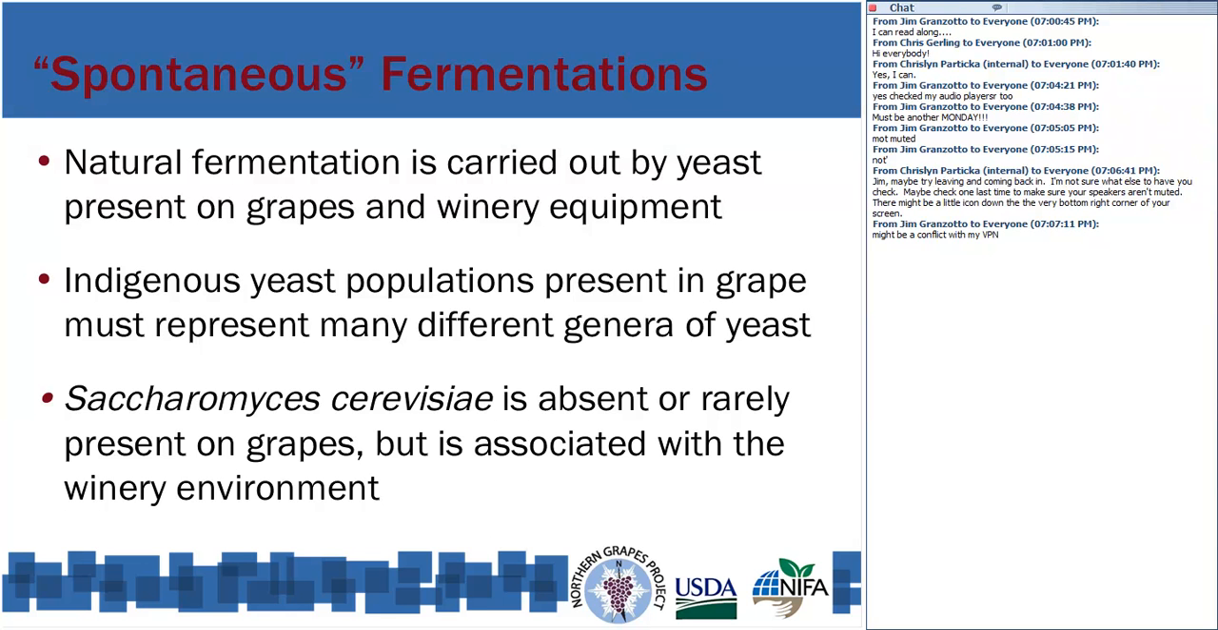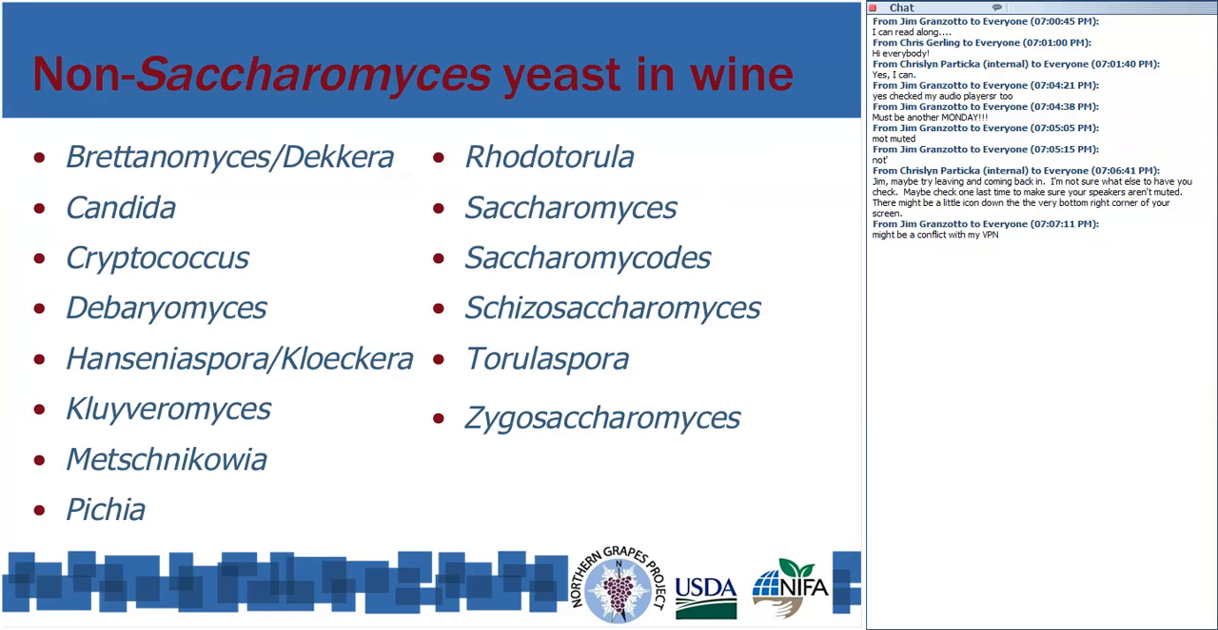And most of the studies have concluded that Saccharomyces cerevisiae is absent or rarely present on grapes. One study I read talked about 1 in 100 grapes having Saccharomyces existing on the grape surface. But the Saccharomyces is usually highly associated with the winery equipment, so in the wine cellar itself, in tanks, on presses, and different equipment. And so usually the origin for Saccharomyces cerevisiae in spontaneous fermentations is in the winery itself.